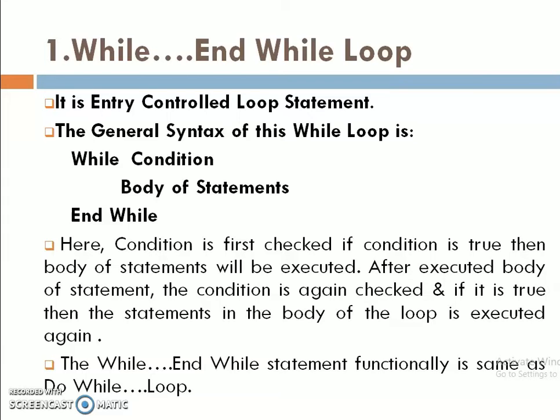Here the condition is first checked. If the condition is true, then the body of the statement will be executed. After the body of the statement is executed, the condition is checked again, and if it is true, then the statements in the body of the loop are executed again. This process of repeated execution of the body continues until the condition becomes false. The While...End While statement is functionally the same as the Do While loop.